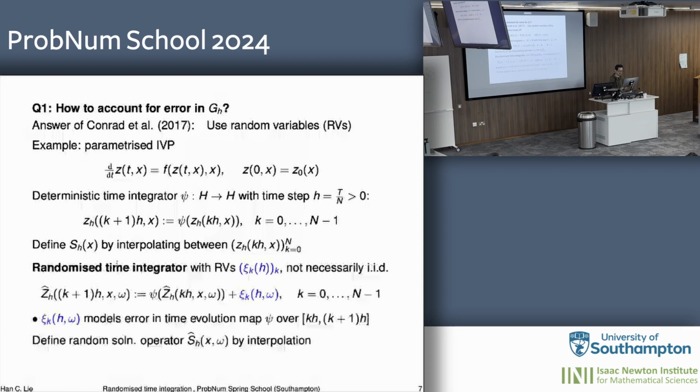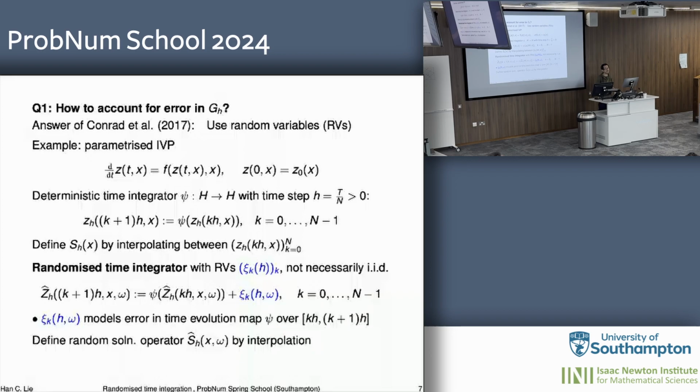This is what Conrad et al. proposed, and at the time, as the people who know here, it was a really controversial idea. I think they received a lot of resistance from classical numerical analysts, because why would you take a perfectly fine deterministic method and mess it up by randomizing it? But this is what Conrad et al. did. They said, let's do the same thing, but every time we apply the deterministic time integration step, let's add random noise.